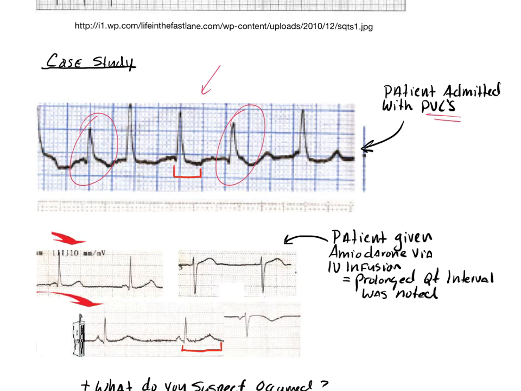So apparently the PVCs were getting problematic. They were kind of worried about them, so what did they want to do? They wanted to treat the PVCs. What's a common medication we give to treat them with? Amiodarone. So they initiated an amiodarone infusion.